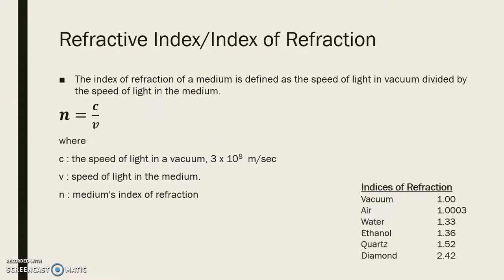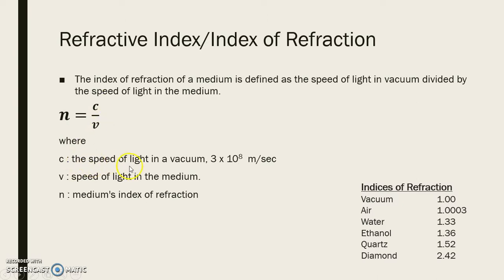Now we'll try to understand what is total internal reflection. So here we'll define a term called refractive index, or index of refraction. The index of refraction of a medium is the ratio of the speed of light in vacuum divided by the speed of light in the medium, where N equals C by V.